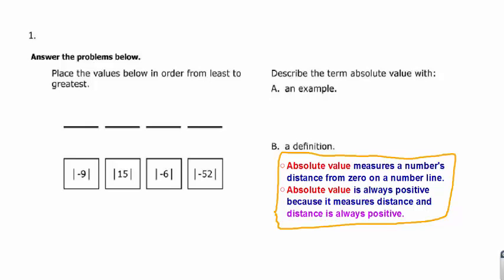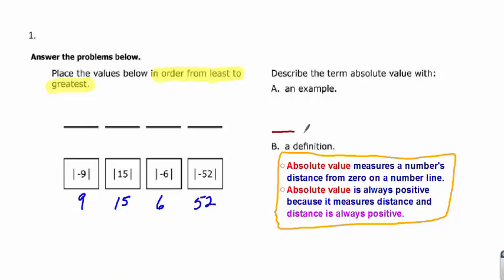It's always important when you're taking a problem to know what it is that they want you to do. So in this one, they want you to put the numbers in order from least to greatest. To do that, we need to know the absolute value of each number. So we think about -9 and we think about this definition. How far is -9 away from 0? -9 is 9 spaces away from 0. Positive 15, 15 spaces from 0. -6, 6 spaces from 0. -52 is 52 spaces from 0.